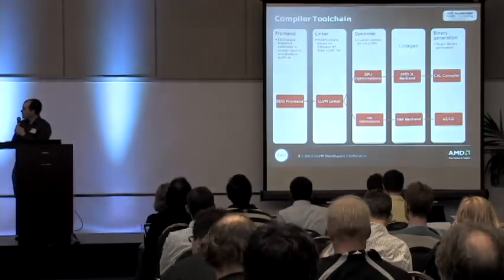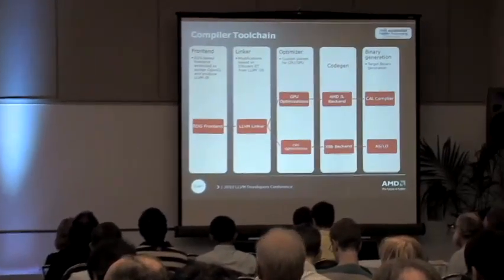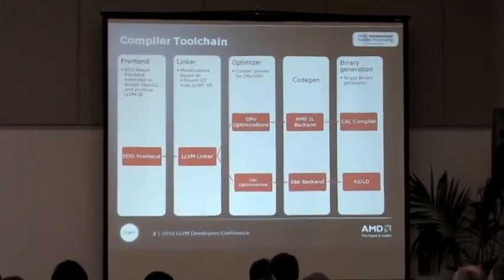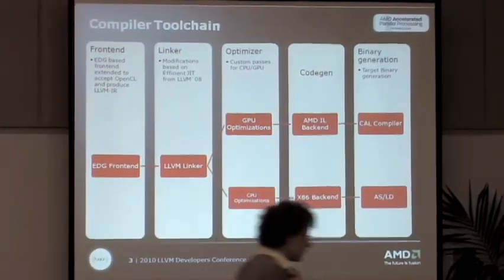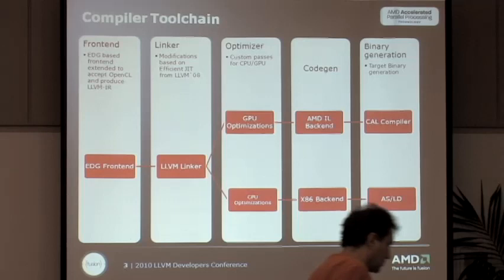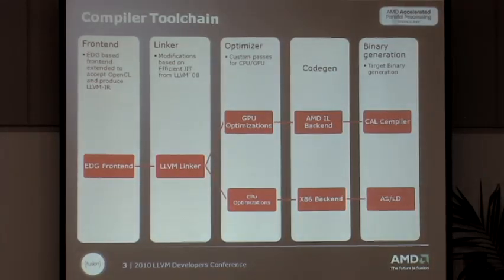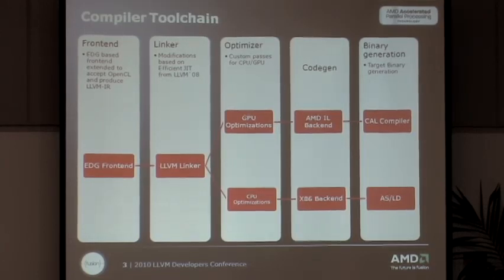So looking at our compiler toolchain, we start off with the front end, which is an EDG-based front end that is extended to accept OpenCL, and it produces LLVM IR. There will be a BOF on OpenCL a little bit later, also with a talk on EDG to LLVM, so if you want more information on that, you can go to those talks, and I'm not going to go into too much detail about that. Our linker is modified based on the efficient JIT presentation from LLVM 08. And we use this to link in OpenCL libraries, which are bitcode files, and also some device-independent algorithms and functions.